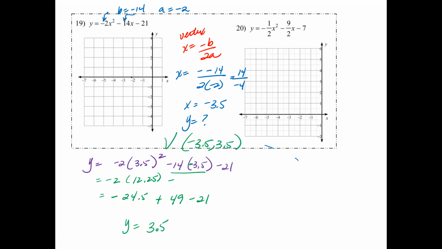So I'm going to go 1, 2, 3, 3.5. 1, 2, 3, 3.5. That's going to be your vertex. And as you can see, it's a negative, so it's going to be a sad face. So you just go down like this.